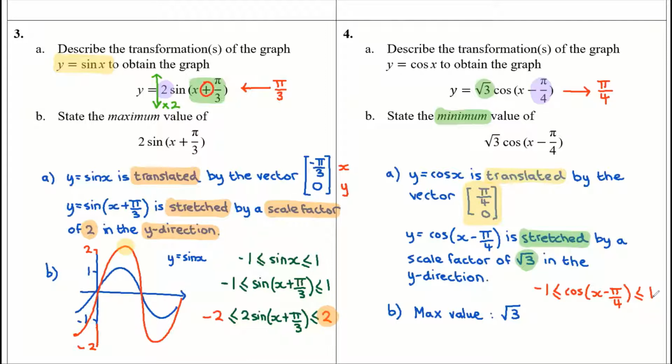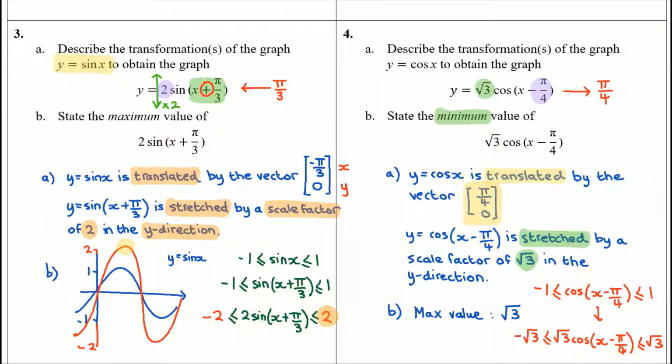This means that if I want to multiply everything by √3, I'm going to get the following. So this is going to become -√3 cos of x subtract π/4. And then the upper bound is, of course, going to be √3. So I can now state what the minimum value is.